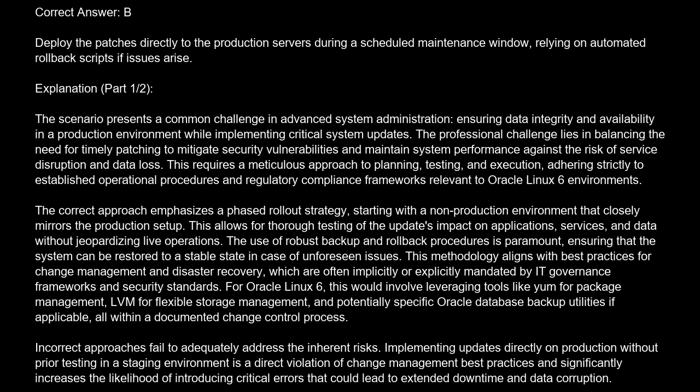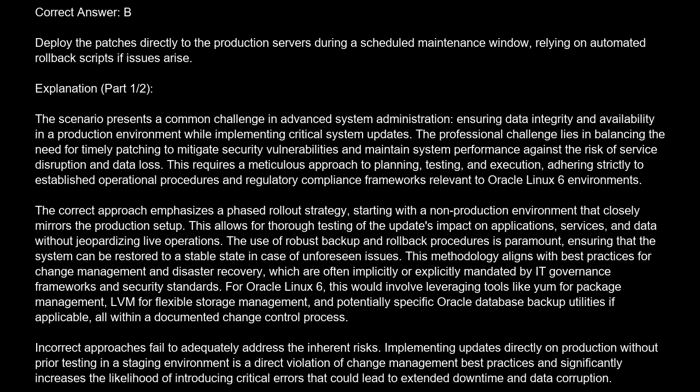The professional challenge lies in balancing the need for timely patching to mitigate security vulnerabilities and maintain system performance against the risk of service disruption and data loss. This requires a meticulous approach to planning, testing, and execution, adhering strictly to established operational procedures and regulatory compliance frameworks relevant to Oracle Linux 6 environments.